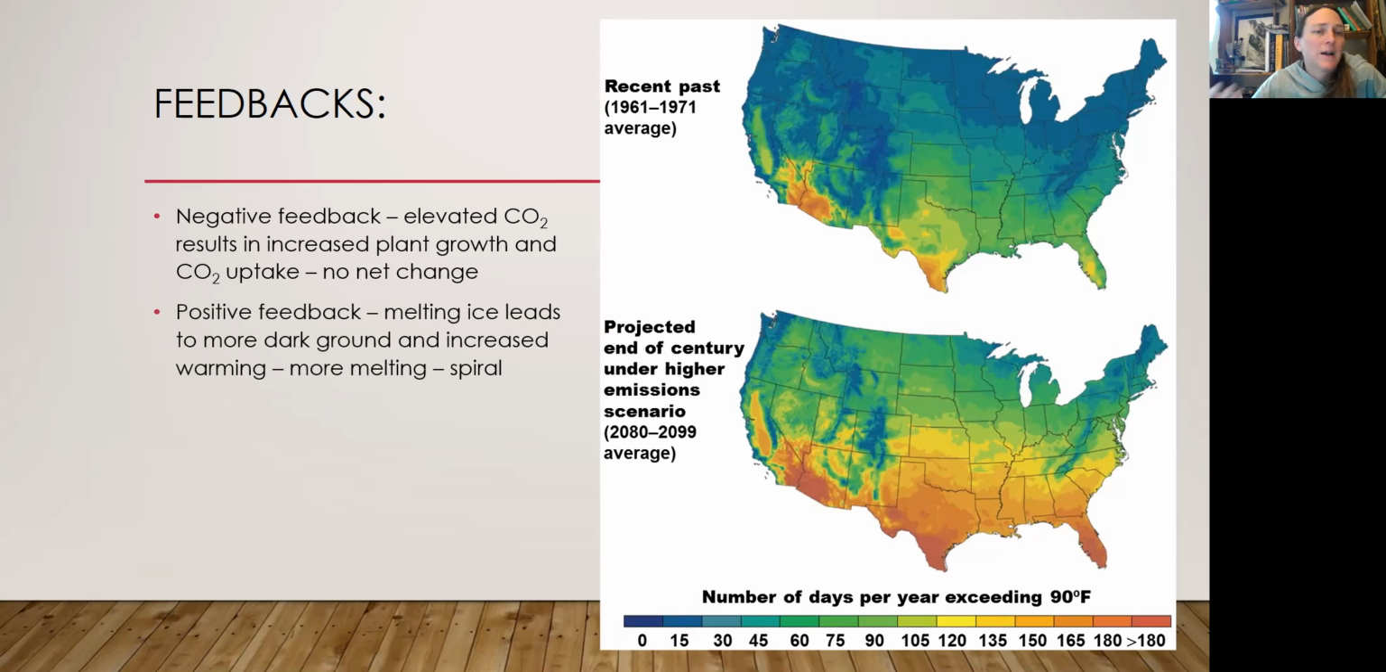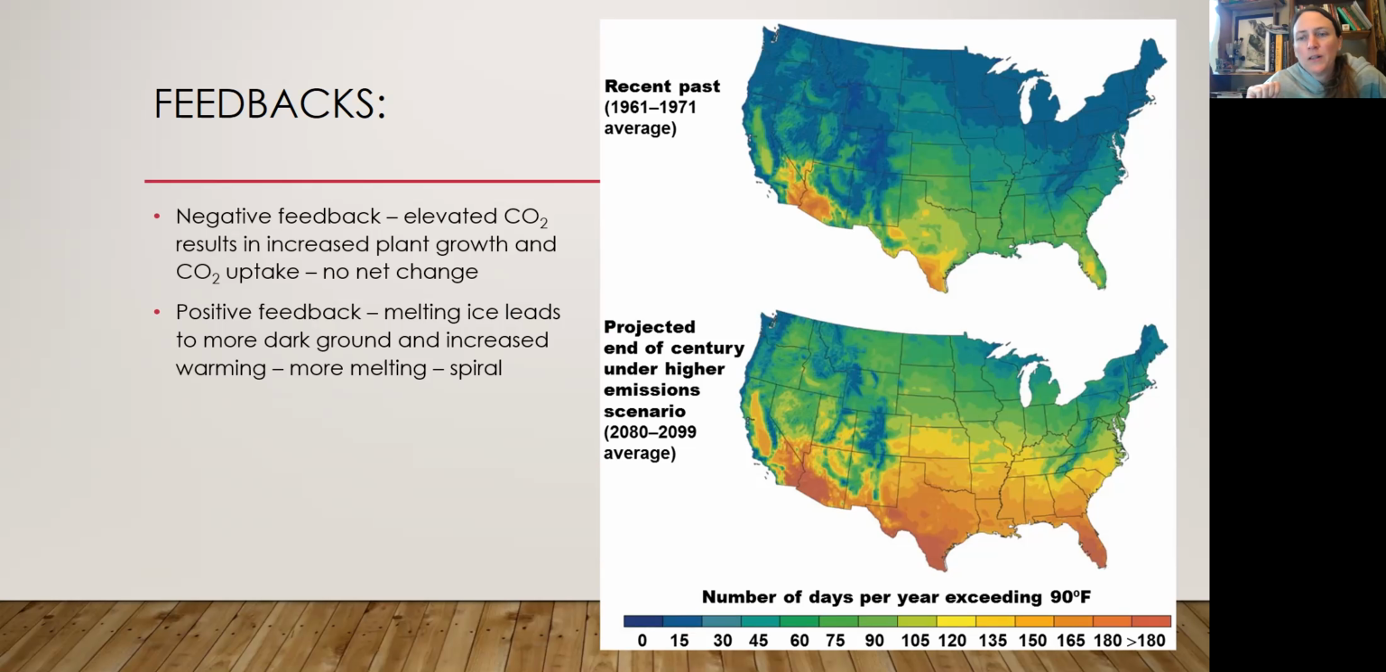And so that's more like a positive feedback. And positive does not mean good in this case. Positive means spiraling out of control. So, for example, melting ice up in the Arctic leads to more dark ground being exposed. And that dark ground then heats up faster and leads to increased warming, which leads to more melting ice, right? So you can see how a positive feedback spirals out of control.